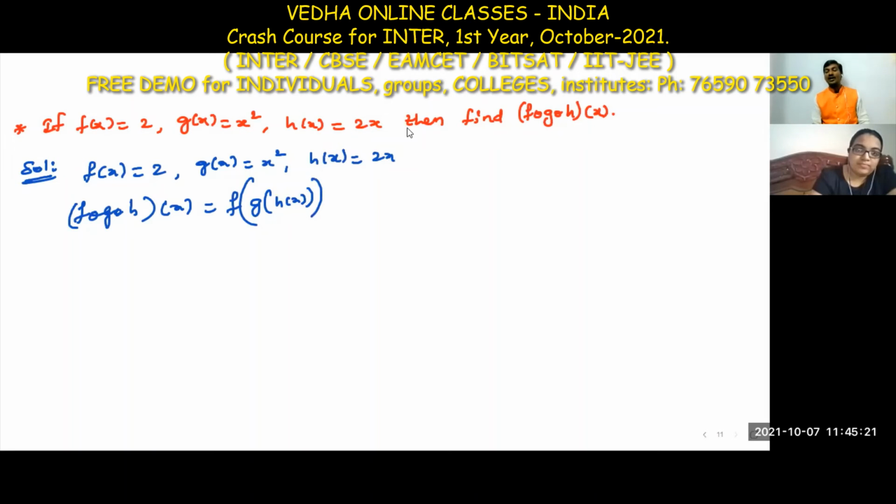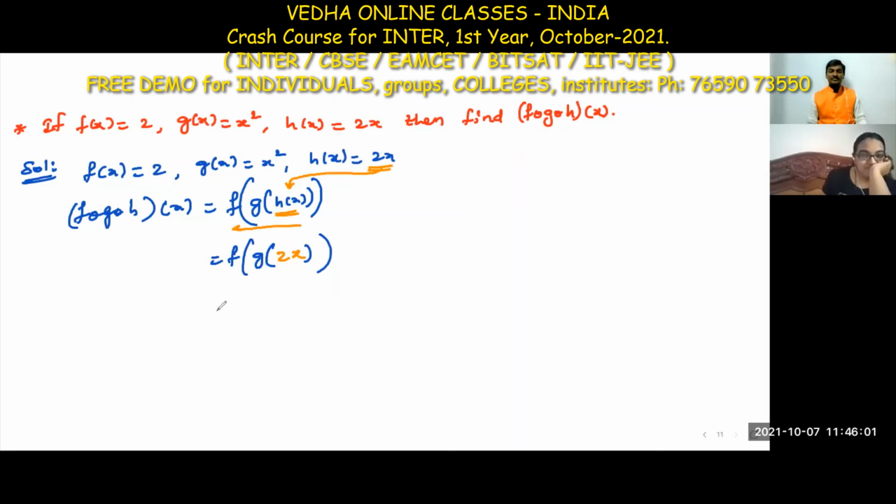In this, always remember, we will come out from inside. Whatever function is innermost, first we substitute that value. Here we have the h of x function. Take the h of x function value and replace it in place of that function. So that means f of g of h of x. What is h of x? Just replace that 2x in place of the function.